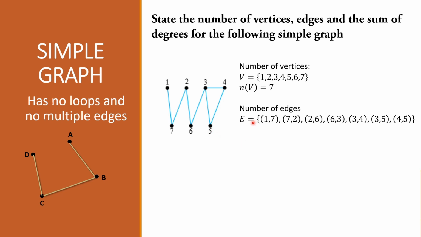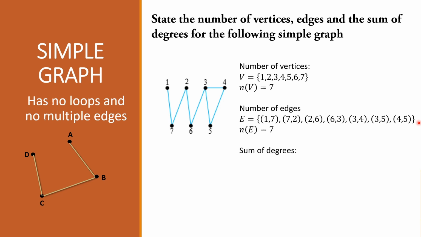So we write down the edges in ordered pairs. Therefore when we calculate, we have 1 2 3 4 5 6 7. So the number of edges is also 7, and E is equal to 7.